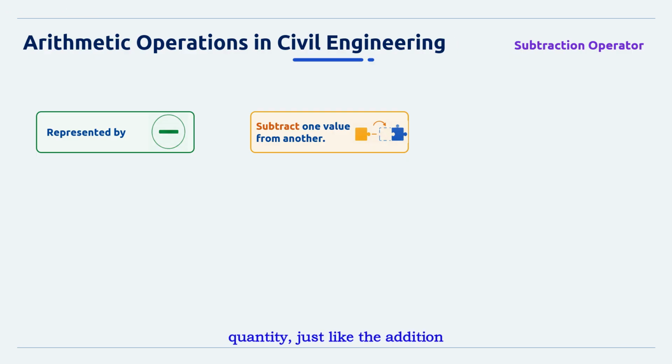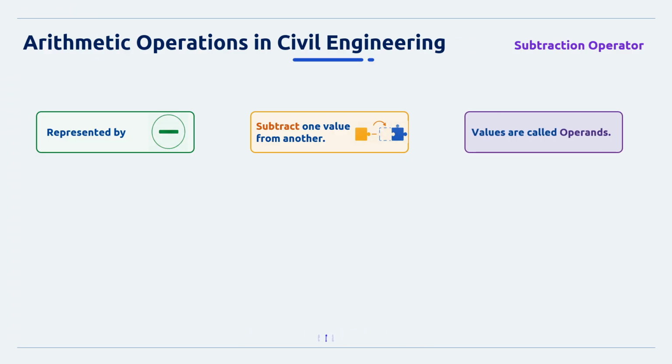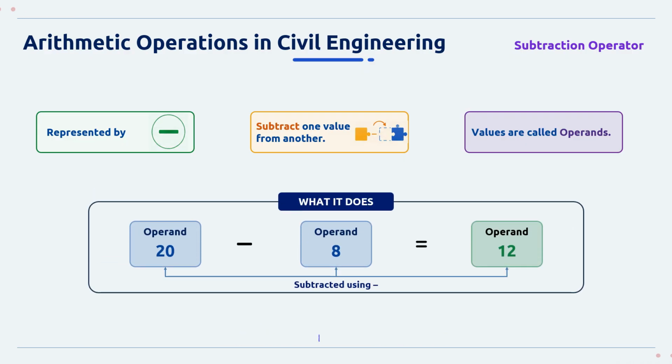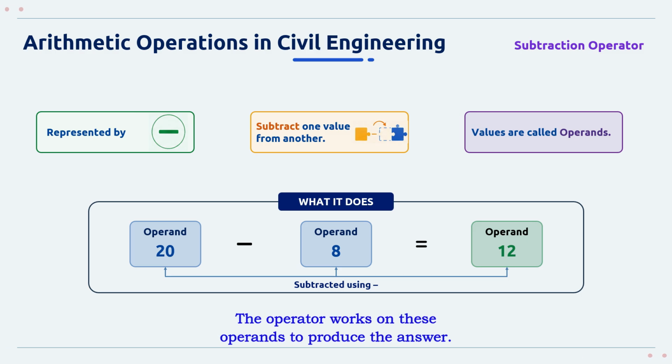Just like the addition operator, the values involved in the subtraction are also called operands. So if we write 20 minus 8, then 20 is an operand and 8 is another operand. The operator works on these operands to produce the answer.